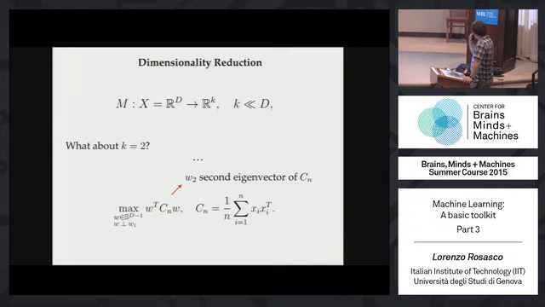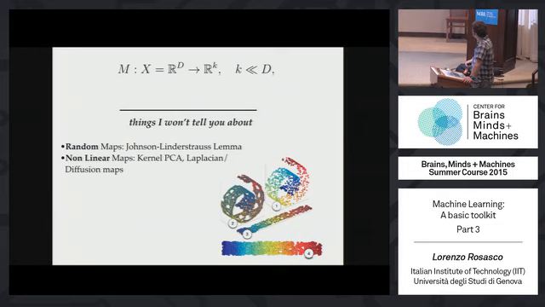So if you look for the directions that maximize the variance or minimize the reconstruction error, they turn out to be the eigenvectors corresponding to the biggest eigenvalues of this matrix C, which you can call a second moment or covariance matrix of the data. So this is more or less the end. This is the basic version of this.